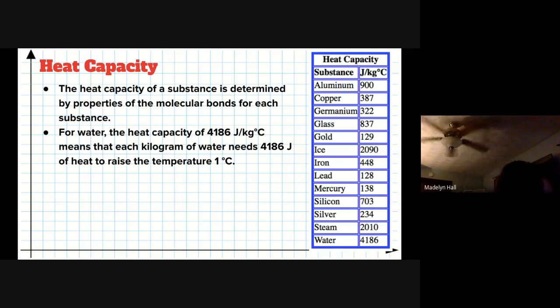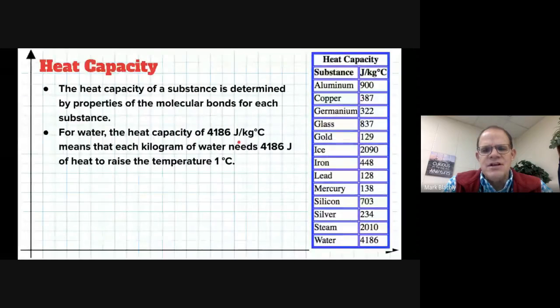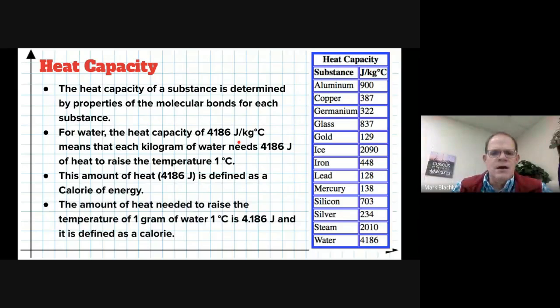4,186 joules equals 1 calorie. Yeah, we've seen that number before. It turns out that how much heat it takes to warm up 1 kilogram of water 1 degree Celsius, that's what we call the calorie. So since it takes 4,186 joules to do the same job, 4,186 joules is the same as 1 calorie. That's where we got the calorie from originally. We decided the calorie was going to be however much heat it takes to warm up 1 kilogram of water 1 degree Celsius. So that's where it came from. You guys have seen that before. All right.